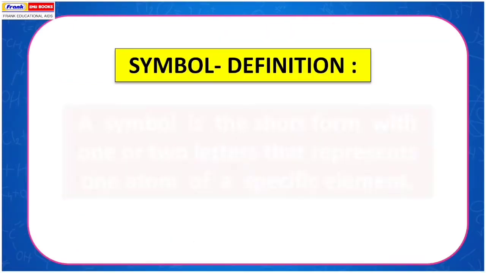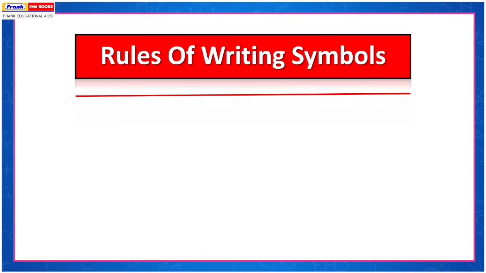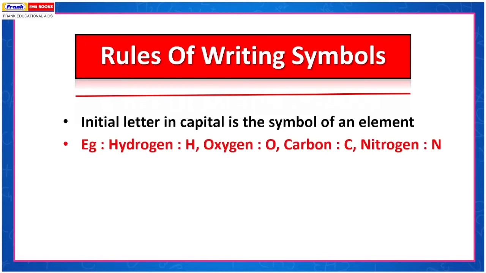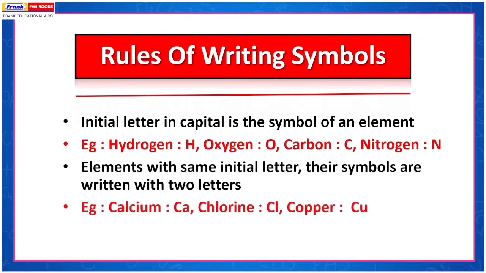Symbols. A symbol is a short form with one or two letters that represents one atom of a specific element. Rules of writing symbols: the initial letter in capital is the symbol of an element. Example: hydrogen, capital H; oxygen, capital O; carbon, capital C; and nitrogen, capital N. Elements with the same initial letter have their symbols written with two letters. Example: calcium, Ca; chlorine, Cl; copper, Cu.